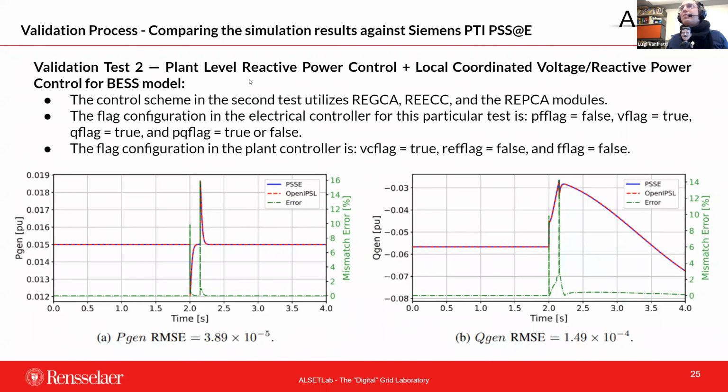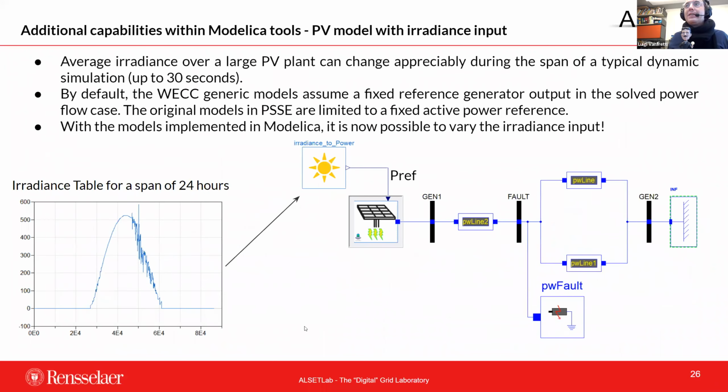Here is another example. We have the reactive power controller, a voltage reactive power control for the BES. So plant level reactive power control, local level voltage and reactive power control for the battery energy system. And you can see the error here for the P and the Q for both cases. So again, the same behavior applies. The mismatch error only occurs where we can't really figure out what is happening. But it's very good when you look at the root mean square error as a metric for validity.